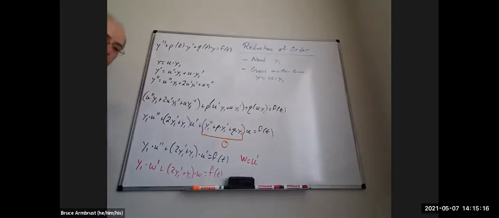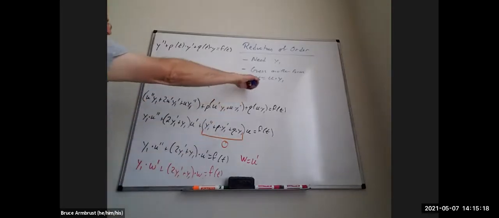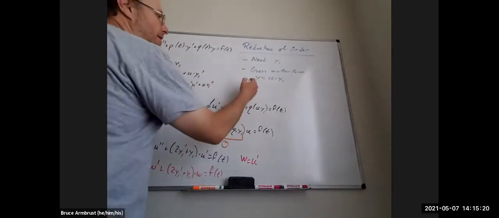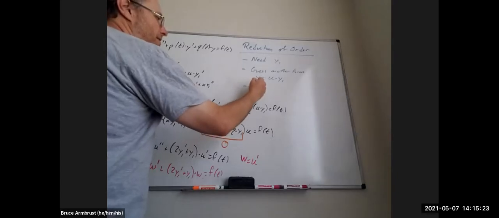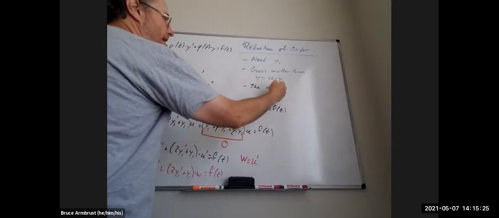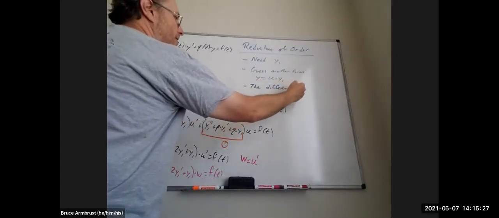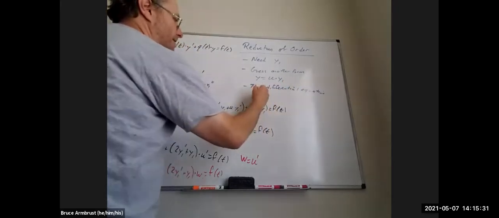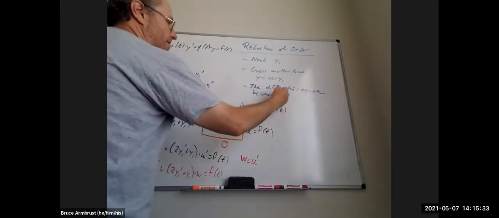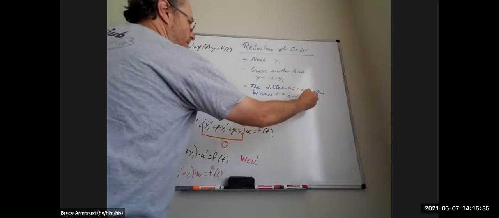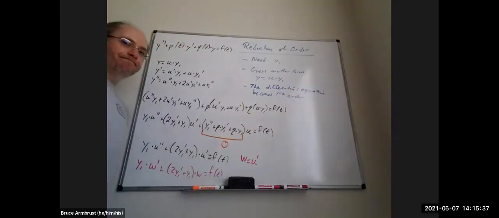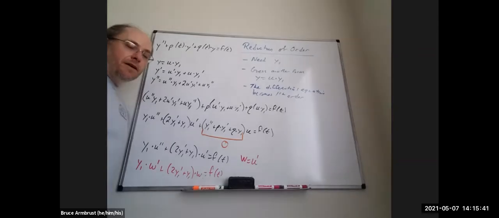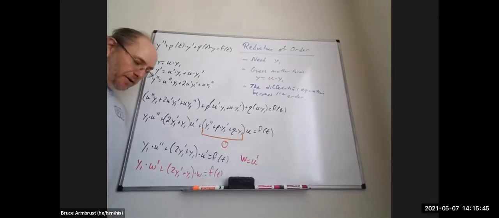Okay, so that's why this is called reduction of order, because when you make this guess, what happens is the differential equation now reduces its order. And because it's first order, we can solve it. So that's the process. That's how this is going to play out.